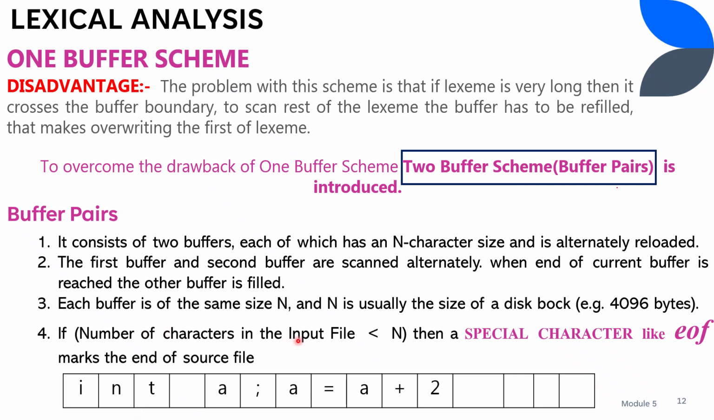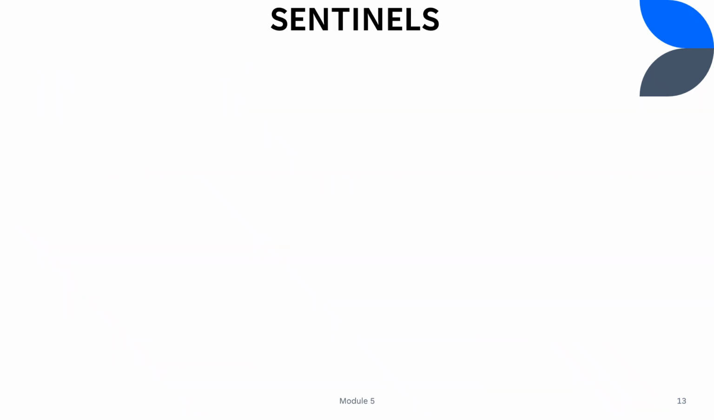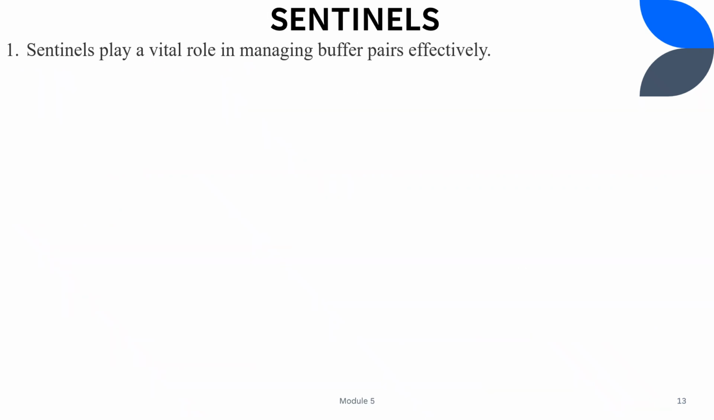If the number of characters in the input file is less than the buffer size, then there is a special character like EOF which marks the end of the source file. Because we have two buffers used alternately, to make sure that we are not reading the empty spaces, or to identify whether the end of the source code is reached, a special character known as EOF is added at the end of the file. This EOF is nothing but my sentinel. Thus, the sentinel plays a very important role in managing the buffer pair effectively.